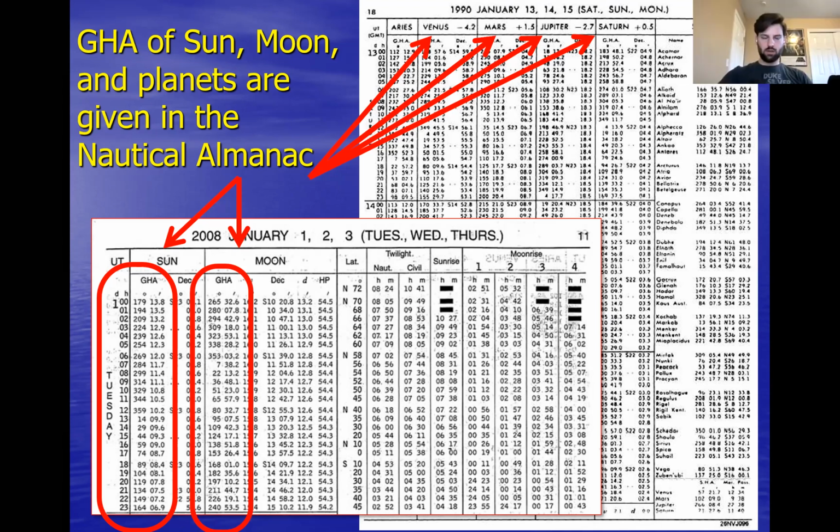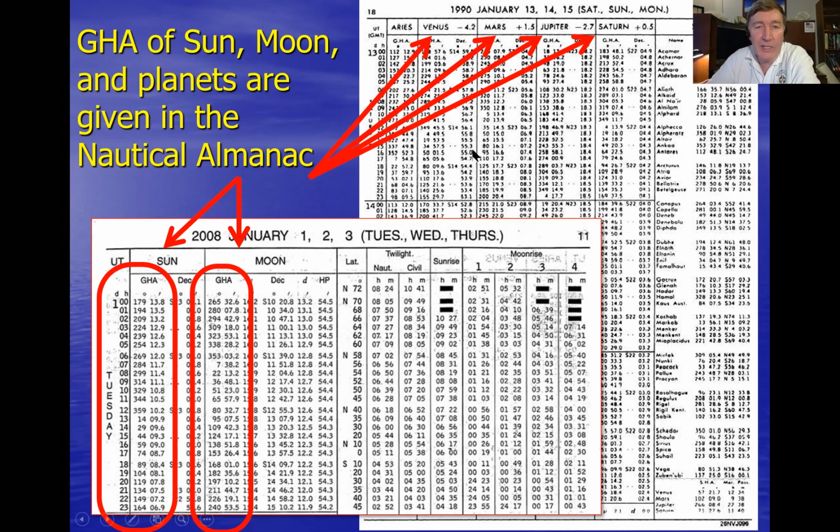Wait, what is the arrow pointing to? Up next to the names of the planets? Okay, yeah. Let's see, we were on page 250, so we're still on 250. The sun and the moon are on page 251. The planets are on page 250. Sorry, I got that a little backwards there.